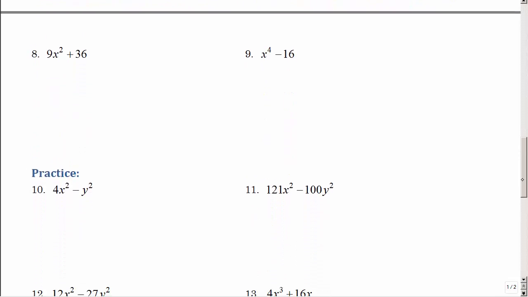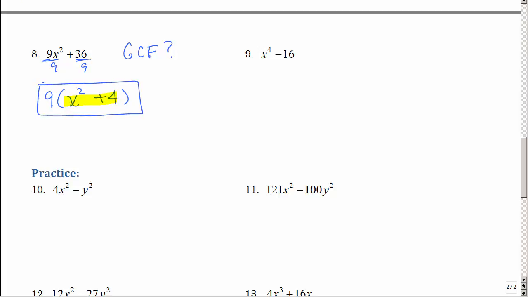Let's look at number 8. You're saying, but it's a plus sign, can't do anything. And I'm going to say, be careful. Does it have a GCF? Yes, it does. They're both divisible by 9. So we can divide both of them by 9. Then we say, can we keep going? No, because that's prime. We can't go any farther. So that is the answer. It is not prime because we did factor it. We did have a greatest common factor.